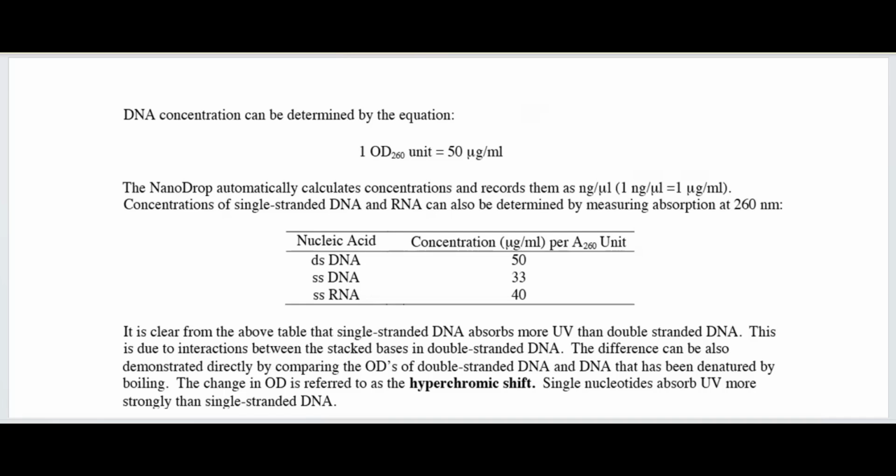Right? So when you are boiling the DNA, the temperature changes, right? So this is what is called the hyperchromic shift. So hypochromic and hyperchromic. Hyperchromic is when absorbance is increasing. So when DNA melts, absorbance increases. The opposite is called a hypochromic shift.